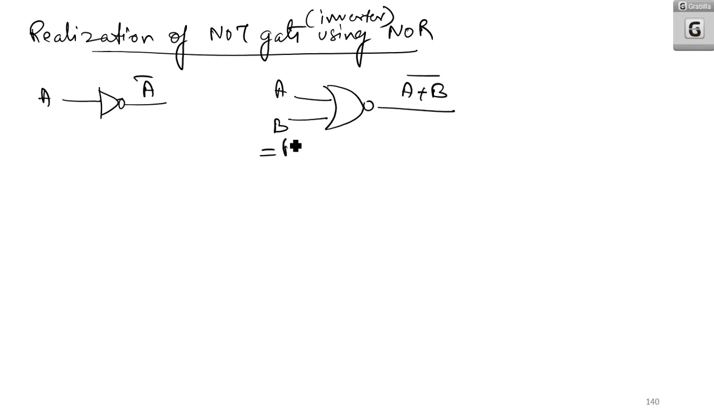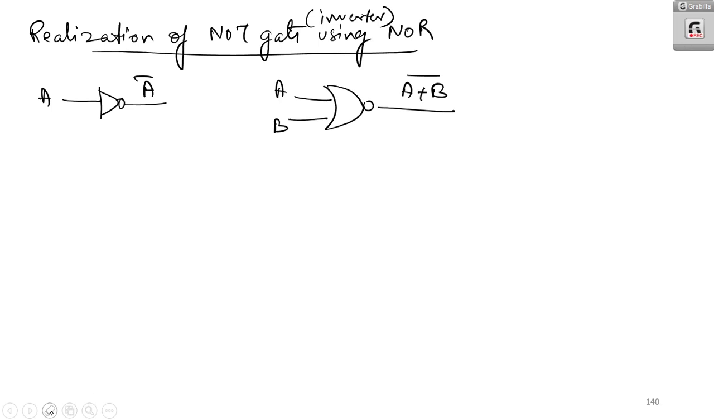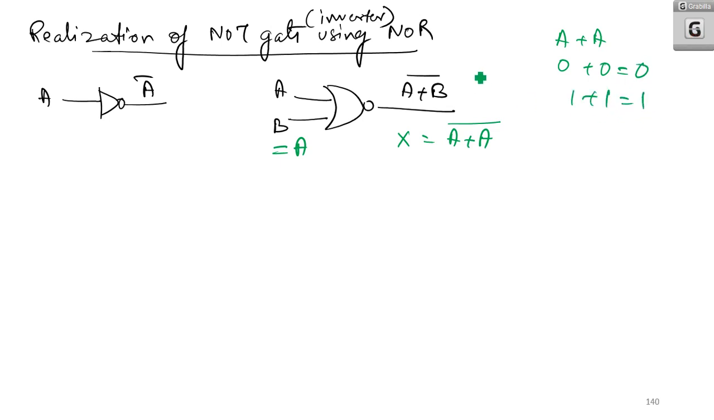Now, if B is also equal to A, what happens to the output? In this case, the output becomes (A or A) the whole bar. What is A or A? If A is 0, 0 or 0 is 0. 1 or 1 is 1. So here we can say that A or A is basically A itself. So what we get is A bar.